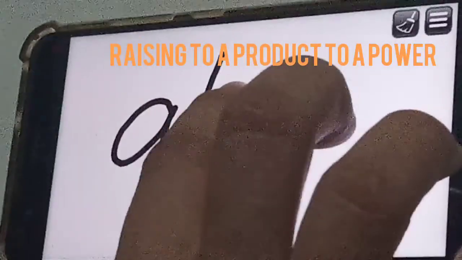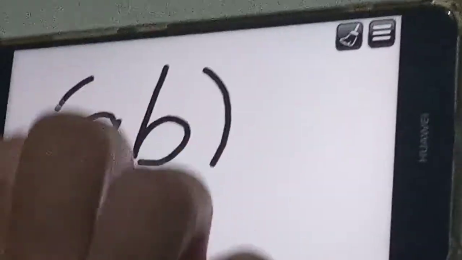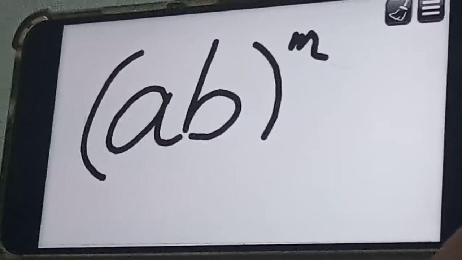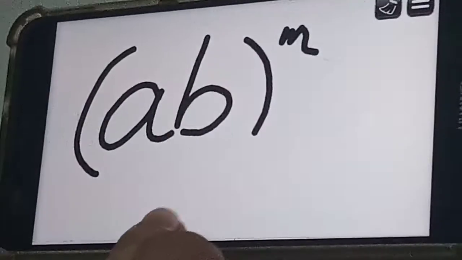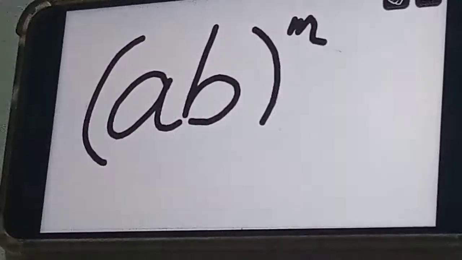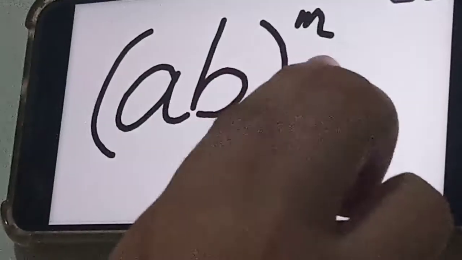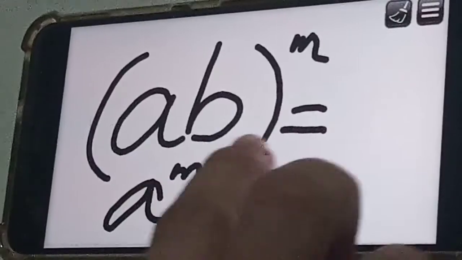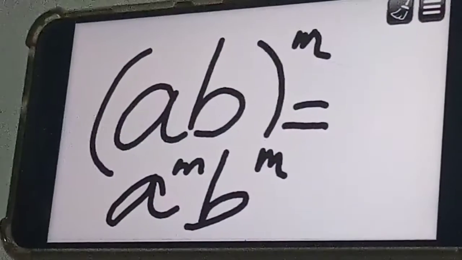That is called raising a product to a power. Raising a product to a power. For any non-zero real numbers a and b, and for any positive integer m, we'll get a raised to m, b raised to m. Let's try some examples.